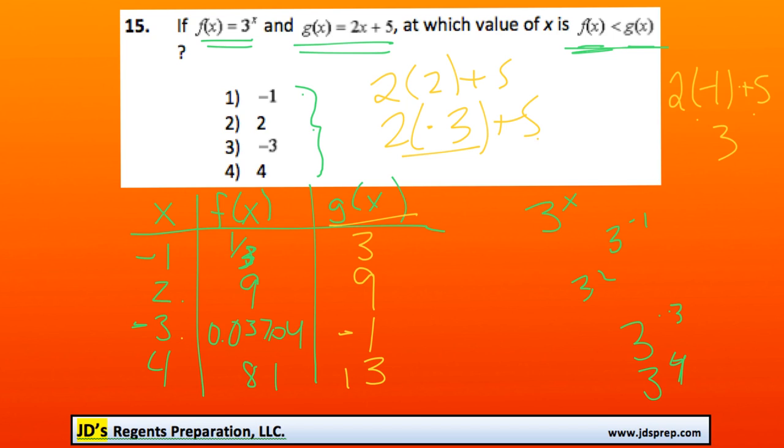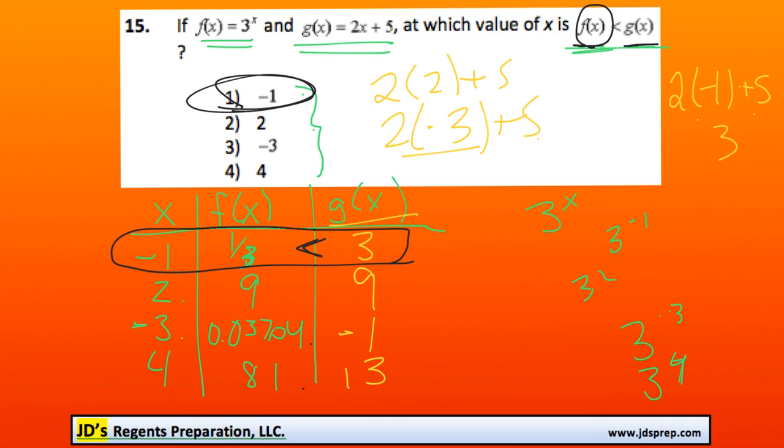Alright, so now we need to figure out which one of these gives us an f of x value that's less than g of x. And it looks like it is the first one here, because 1/3 is less than 3. And that's the only one out of these four that works. So x equals -1 is our correct answer.